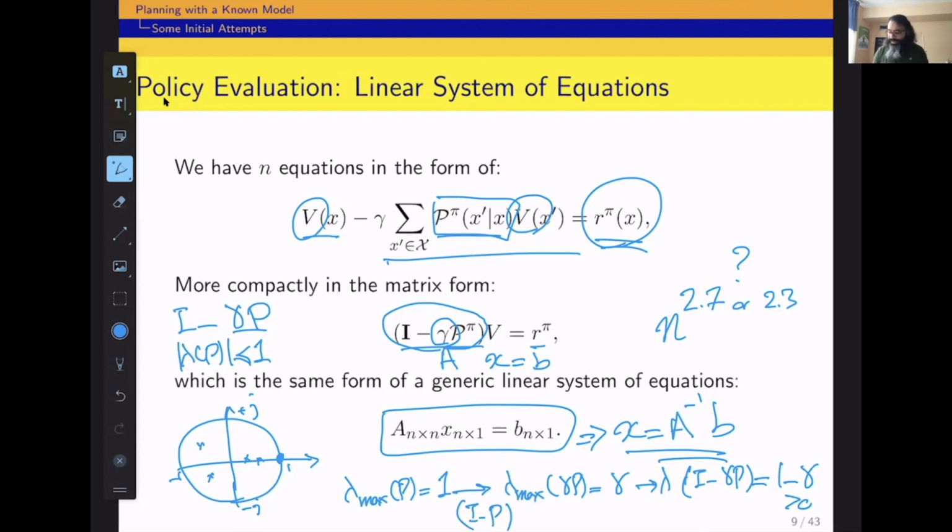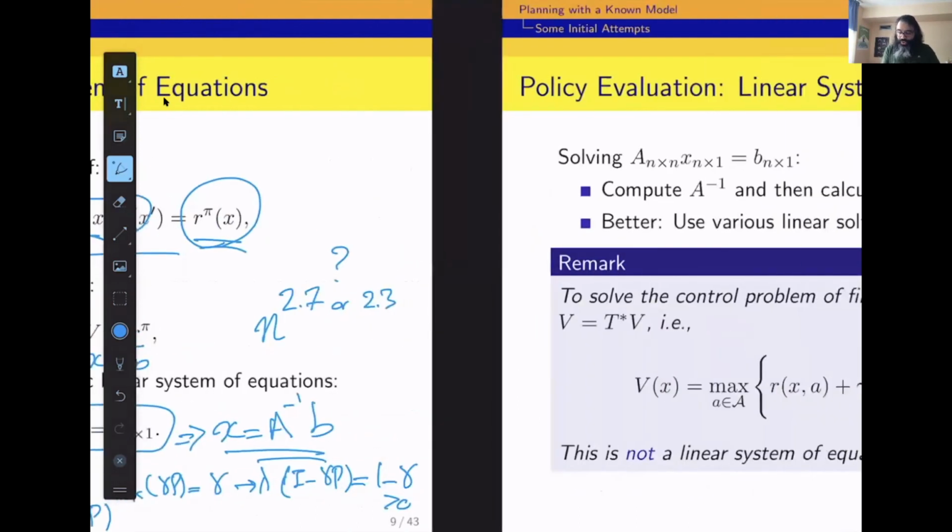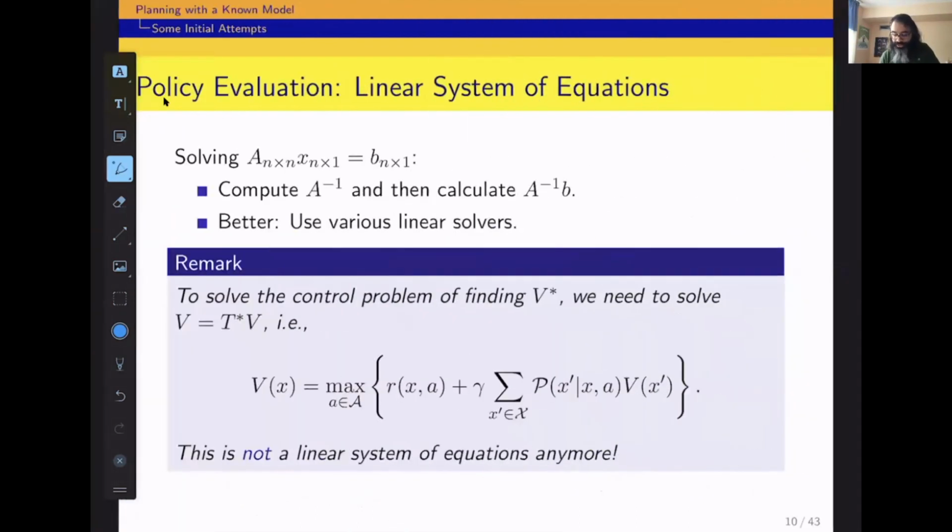So here, the idea is that we can solve this as a linear system of equations. But what is the problem with this approach? Maybe that's a very vague question. The problem is that if we want to solve that equation, as you already said, we can compute A inverse and then calculate A inverse B. The computation cost would be something between order of n cubed and n squared, so probably n to the power of 2 point something.